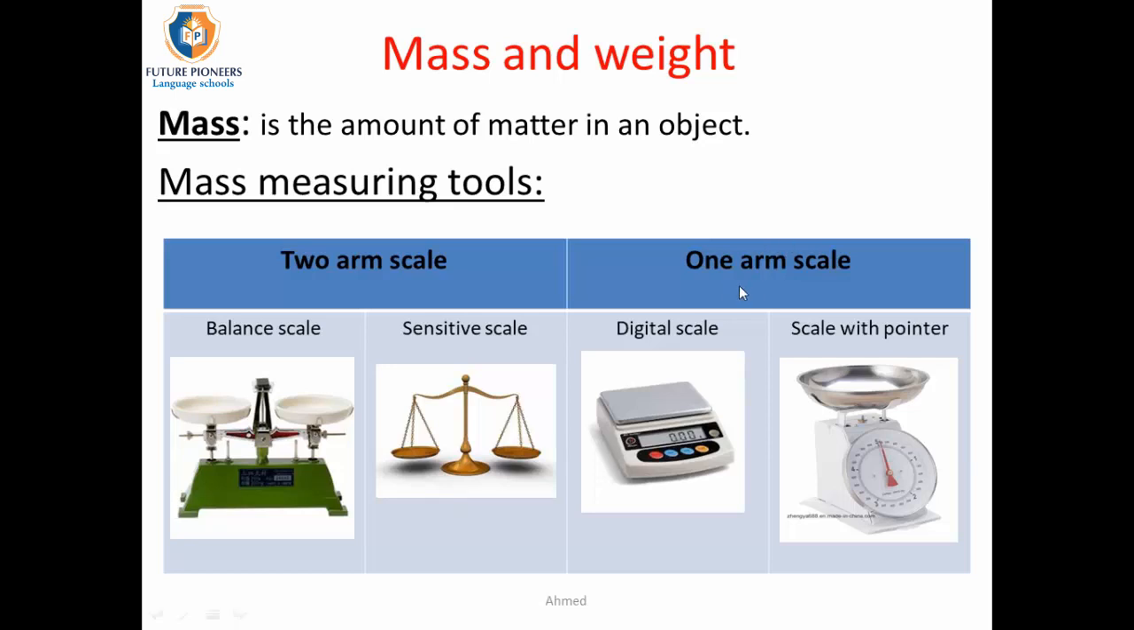In case of one-arm scale, there are two forms of one-arm scale, which are digital scale, in which the value of mass is resulted in form of digits, and scale with pointer, which contains a pointer that refers to or indicates the value of mass.